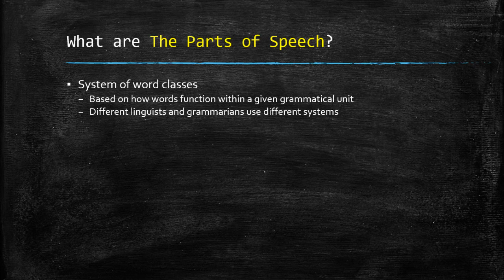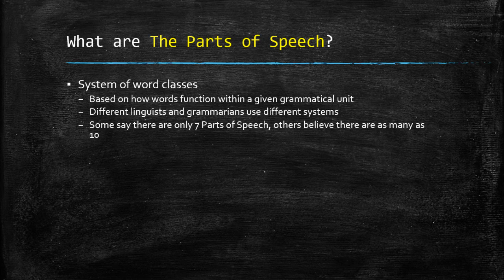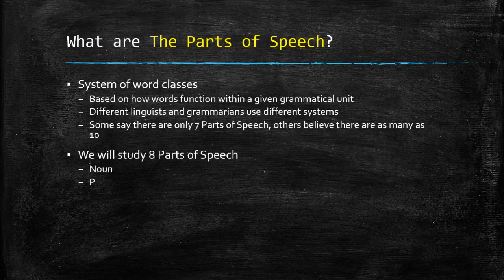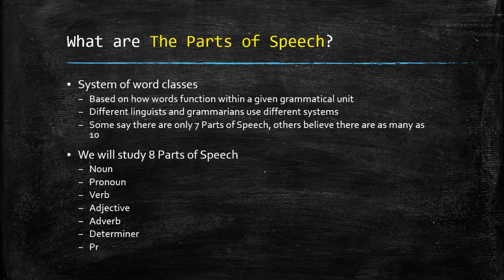Different linguists and different grammarians use different systems of classification. Some say that there are only 7 parts of speech. Others, however, believe there are as many as 10, and it just depends on how you want to classify this. Again, as I said in the last video, different linguists, different grammarians, we like to argue over what is actually the case. But again, you need to know what I teach in my lessons. We will study 8 parts of speech: noun, pronoun, verb, adjective, adverb, determiner, preposition, and conjunction.